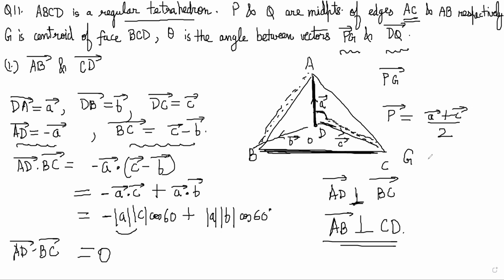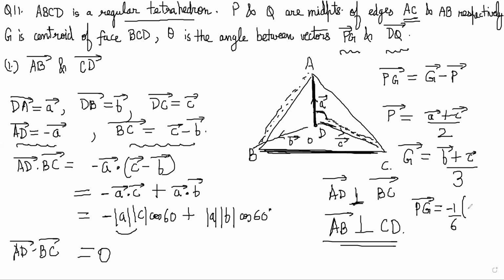And what is G? G is the centroid of BCD. B vector's position is B, and C, and D is the origin. So the centroid will be (B plus C plus origin) by 3. So P and G position vectors we have found. Therefore PG vector will be G vector minus P vector. So PG vector will come out to be the difference between (B plus C) by 3 minus (A plus C) by 2. When you do the calculations, it becomes minus 1 by 6, (3A plus C minus 2B).